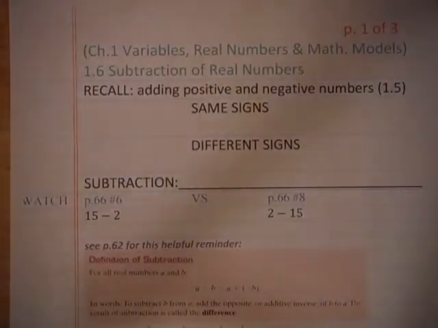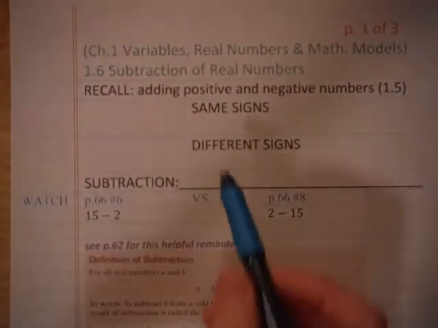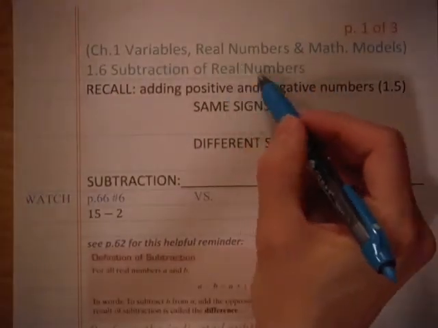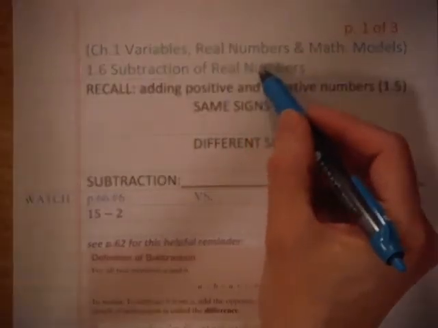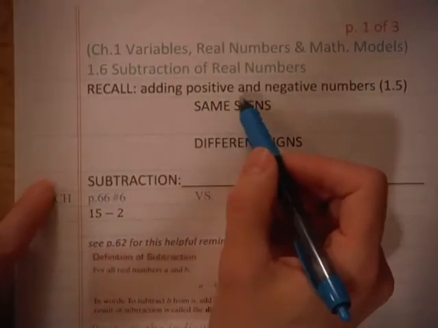Okay, here we are in 1.6, subtraction of real numbers, which means that we're going to be focusing on subtracting positives and negatives, but also not ignoring fractions and decimals. So real numbers includes all of that. Let's recall how we dealt with adding positive and negative numbers, and that was from the previous section in 1.5.